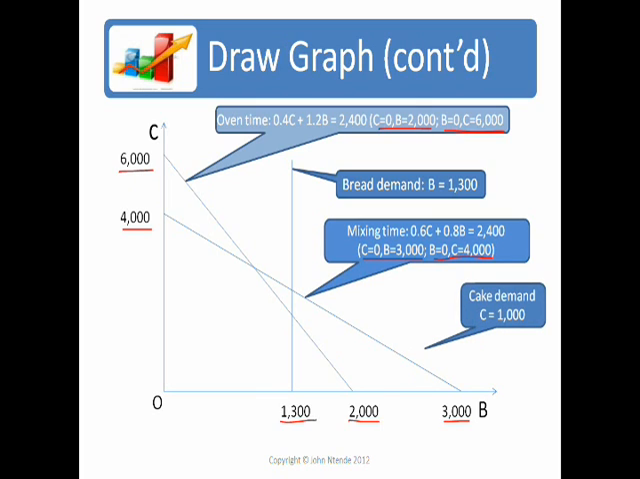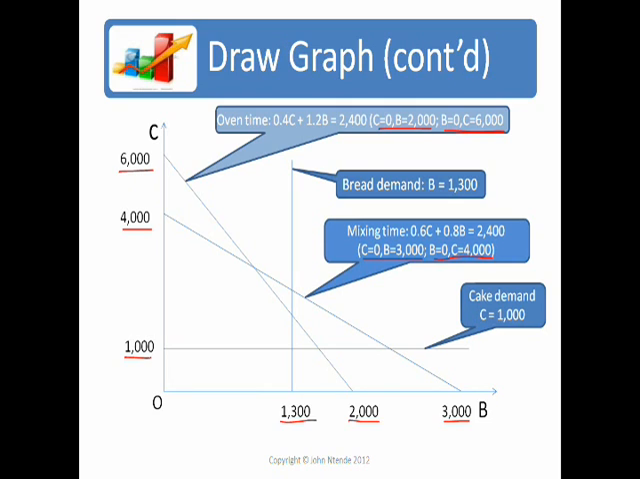Next is the line c is equal to 1000, which is cake demand. So it's a horizontal line passing through the point c is equal to 1000. Now 1000 is somewhere on this side, so a horizontal line passing through that point is the cake demand, which is c is equal to 1000. So there we have it. We've drawn the line for oven time, for mixing time, for bread demand, and for cake demand. So the marks are for, of course, drawing the lines accurately, for labeling all the lines, and for labeling the axes.